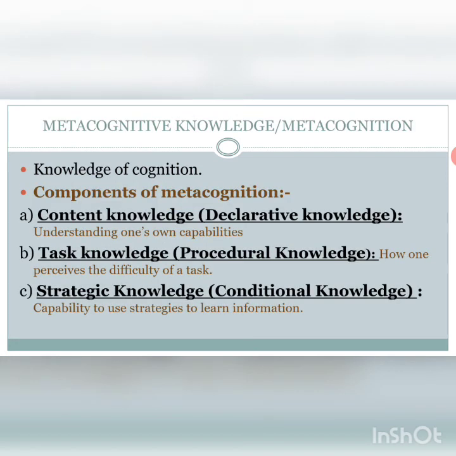And then we have metacognitive knowledge or metacognition, the knowledge of cognition. The components of metacognition are content knowledge or the declarative knowledge, which is the understanding of one's own capabilities. Then we have task knowledge or procedural knowledge, how one perceives the difficulty of a task. And strategic knowledge or conditional knowledge, the capability to use strategies to learn information.